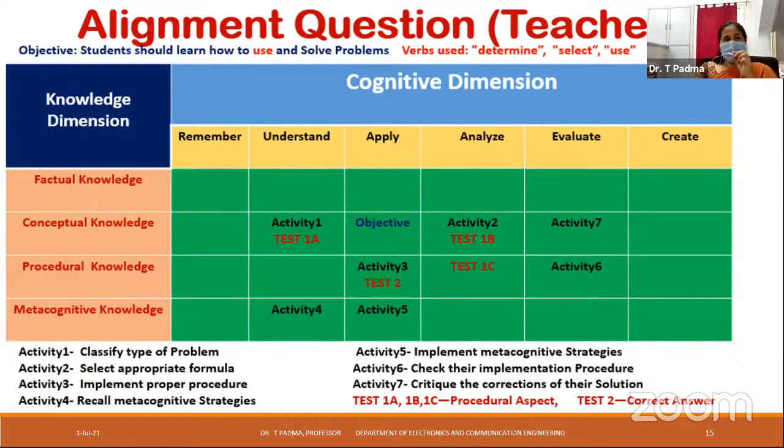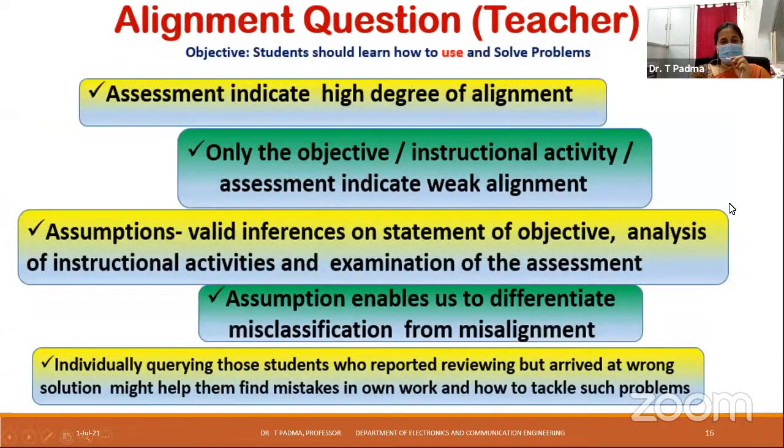So similarly, the alignment person is also the same as the assessment person, but here we are trying to resolve it: if it is a wrong procedure, then we can correct it. That is the alignment person. So we will see this alignment person in detail.